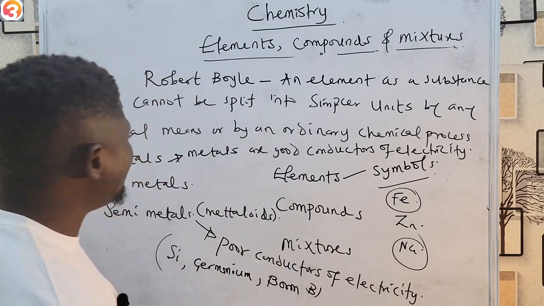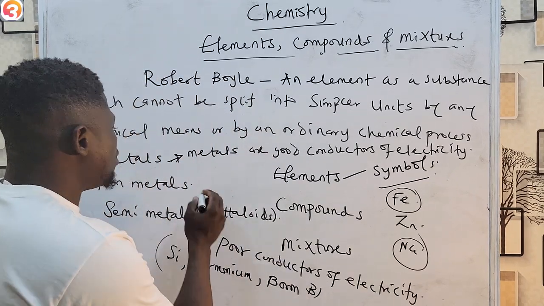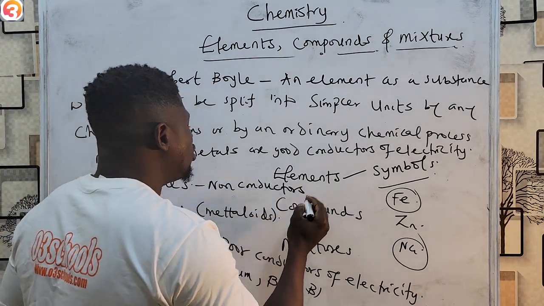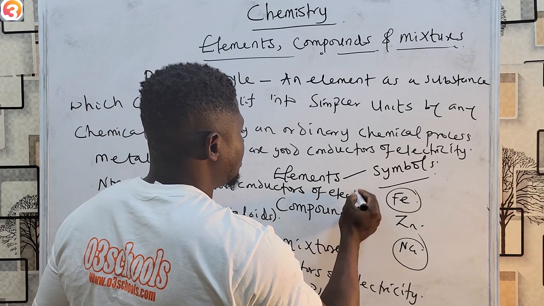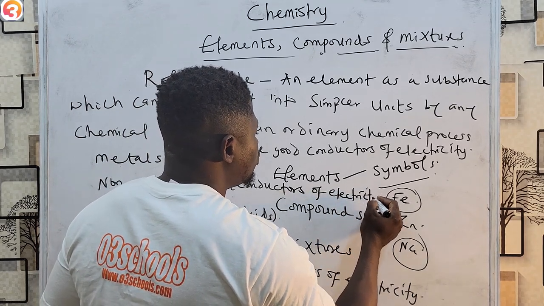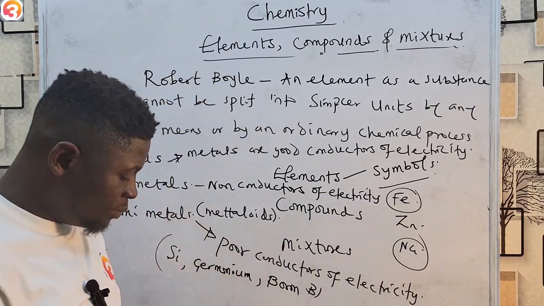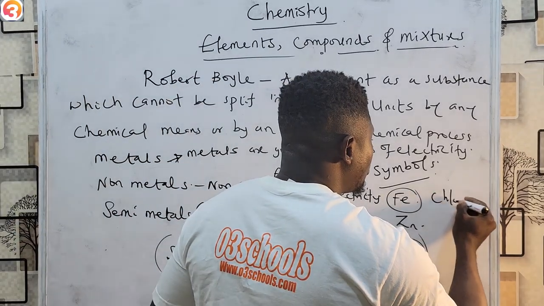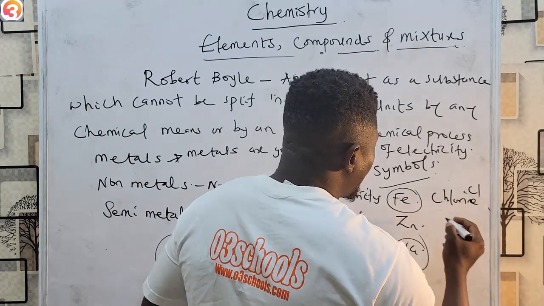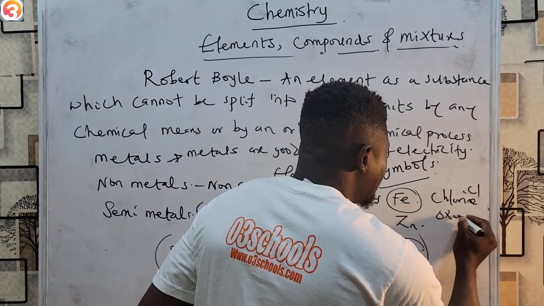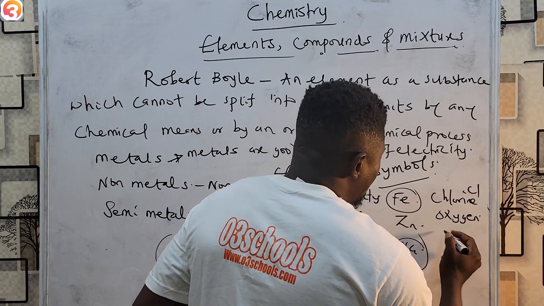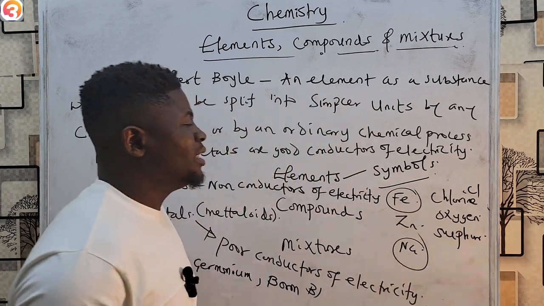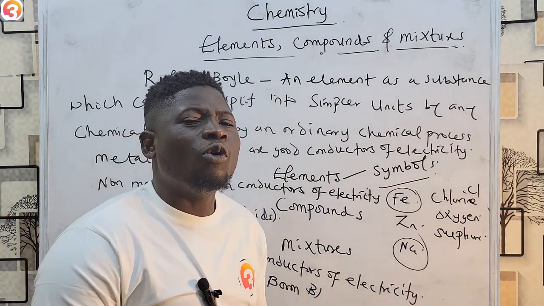Of course, then we have the non-metals. They are non-conductors of electricity. They do not conduct electricity at all. Examples of non-metals include chlorine, Cl, oxygen, O2, and of course sulfur. These are non-conductors of electricity.